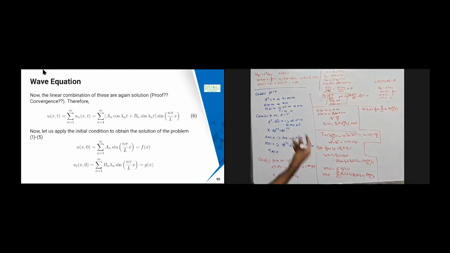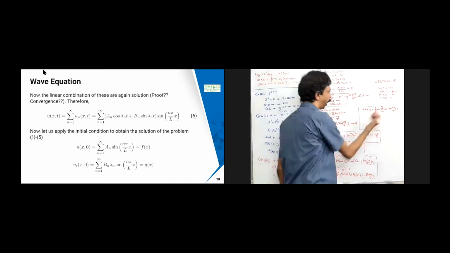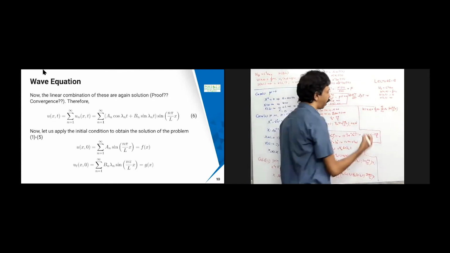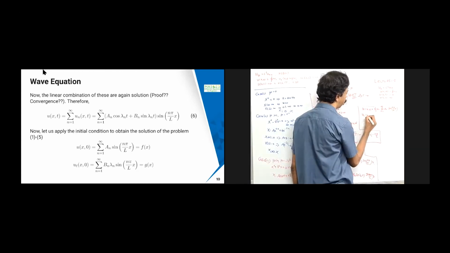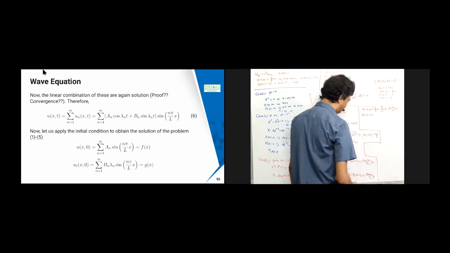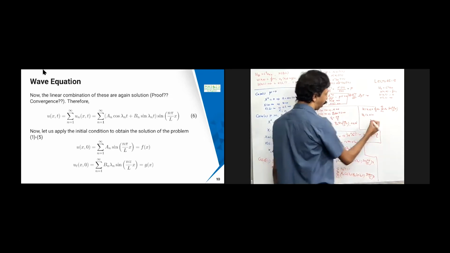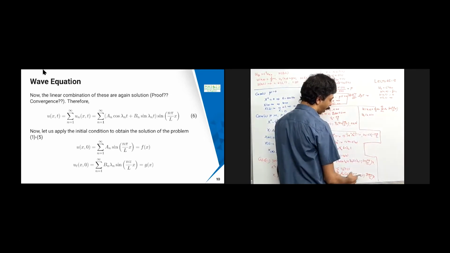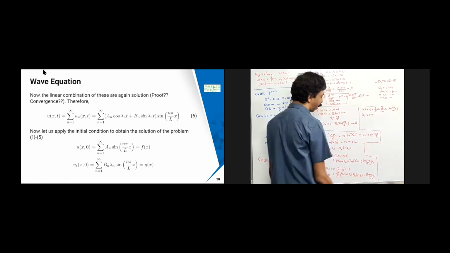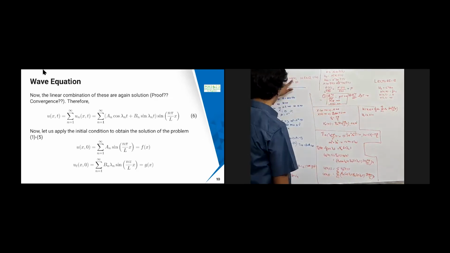You can just use the Fourier sine series expansion to get the answer for this one, and then the exact values of the coefficients can be determined from that. Similarly, if I calculate ut of x comma 0, this is going to become sin lambda n into sin lambda n t, and this is going to become bn lambda n cos lambda n t. Now ut of x comma 0 is g of x.